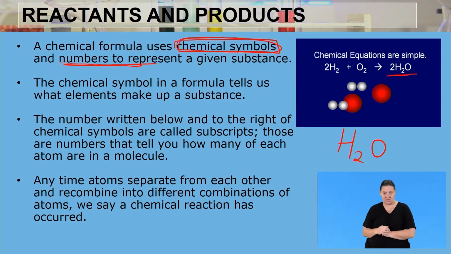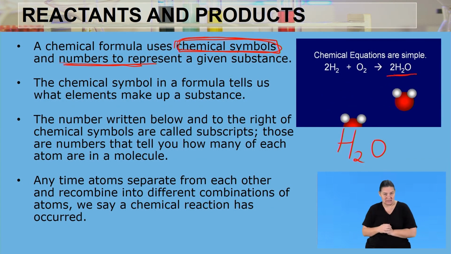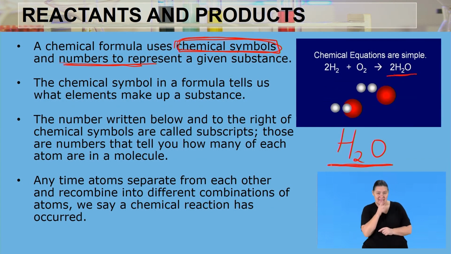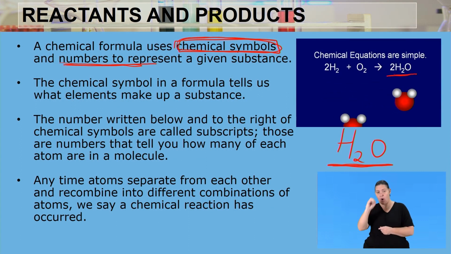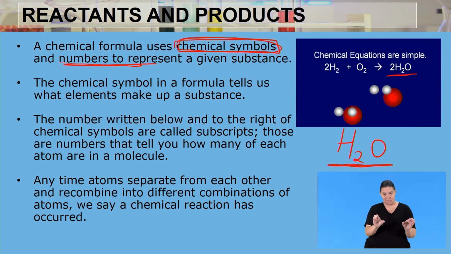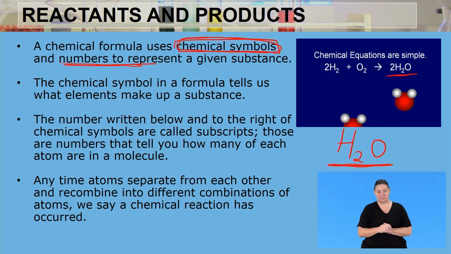You will never find a water molecule having H3O or H4O. It is always H2O. It is fixed. Each compound has its own fixed ratio. Now, the chemical symbols in a formula tell us what elements make up the substance. So this formula tells us that we have 2 hydrogen atoms and 1 oxygen atom. This substance, water, is made up of those 2 things.